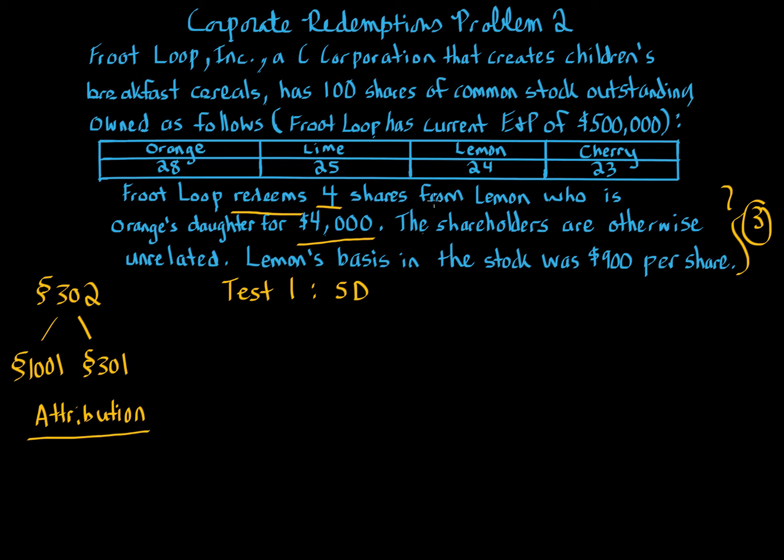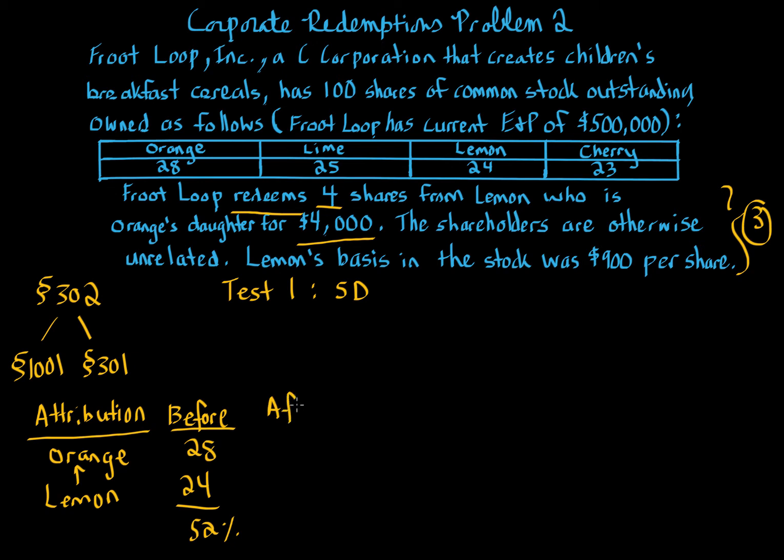So attribution, we still have Lemon at issue, just like Variation 2. Lemon's parent is Orange, so we have attribution, boom. So the before percentage, Orange has 28, Lemon has 24. So that equals 52, which, there's 100 shares, that's 52%.